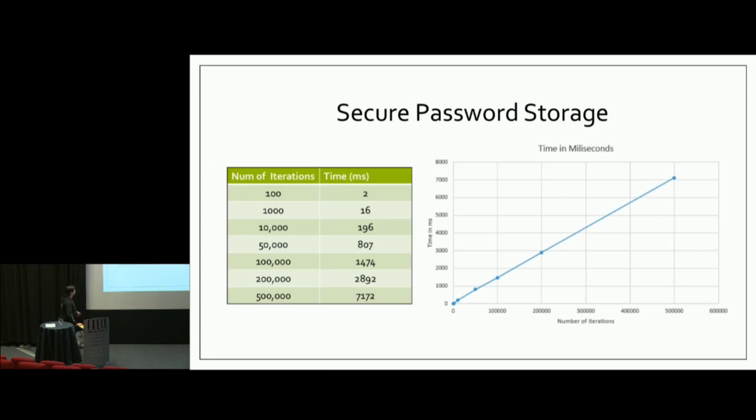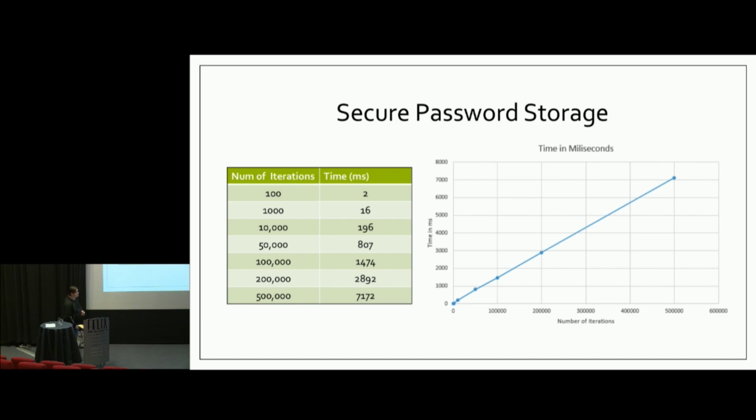Now I did some timing tests on this. On the left column we have the number of iterations, and then we have a time in milliseconds on the right, and then I've correlated that onto a graph. As you can see, there's a linear correlation between time and the number of iterations. For 100 iterations it took 2 milliseconds, all the way up to 500,000 iterations, which took around 7 seconds.